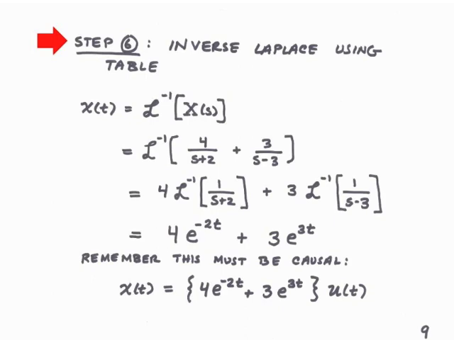Now, we must remember that we're using the unilateral Laplace transform, so every signal we deal with must be causal. To write the solution correctly, we should note this. So x of t is the quantity 4e to the minus 2t plus 3e to the 3t, all multiplied by u of t. So the main steps in getting from the frequency domain back to the time domain are partial fraction expansion and then the use of the Laplace transform table. In a moment, we'll examine how to use MATLAB to do the partial fraction expansion. But first, this musical interlude.